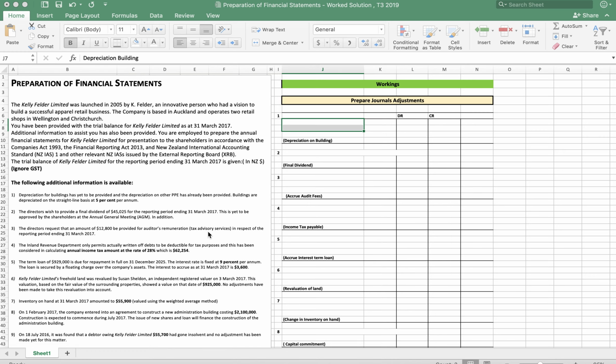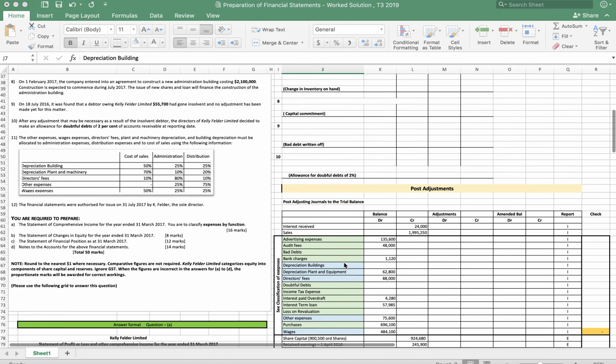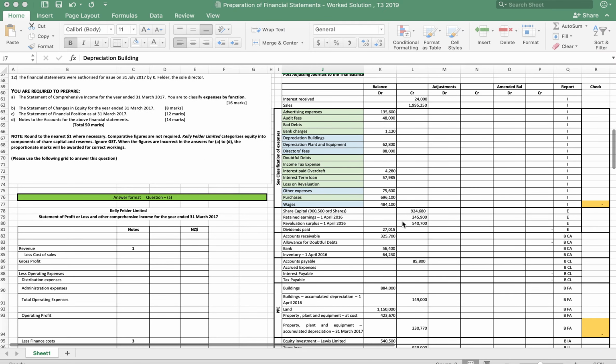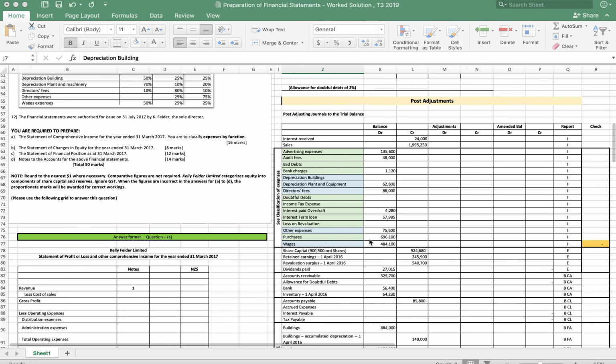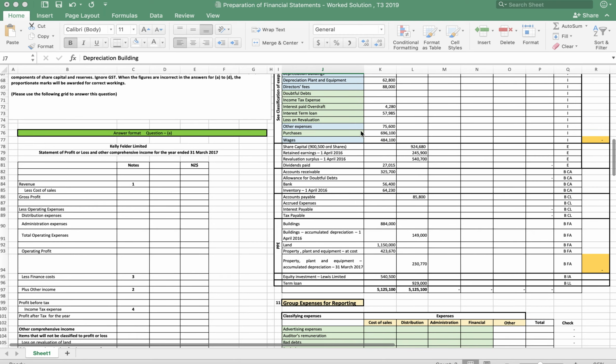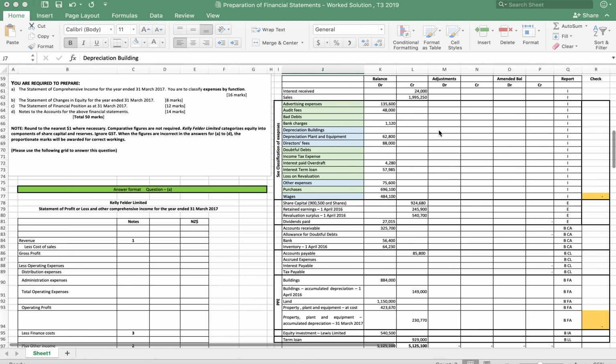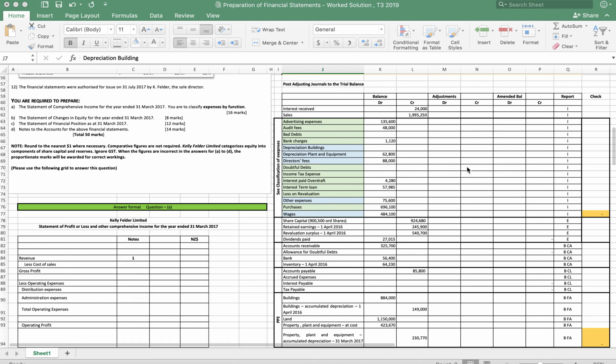Kelly Fielder Limited was launched in 2005. You were provided with the trial balance for Kelly Fielder Limited as at the 31st of March 2017. Here it is down here. So there's the trial balance, prior to you having to do some adjustments. You'll need to do some adjustments in here and get in the amended balances.